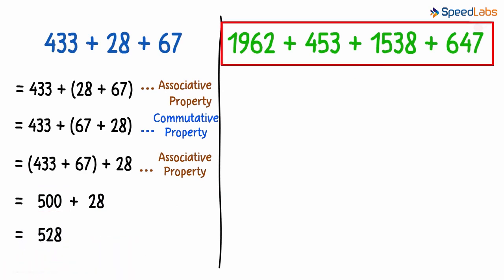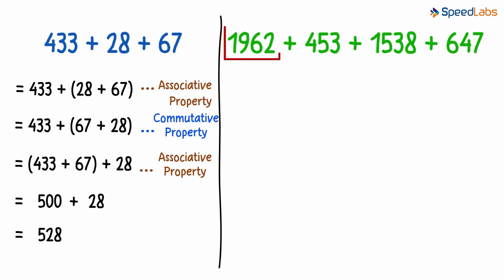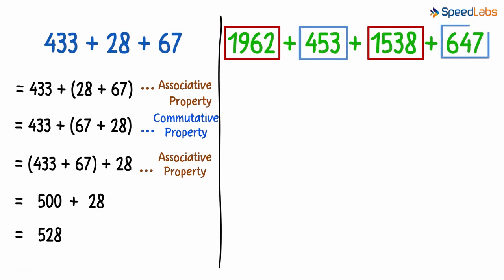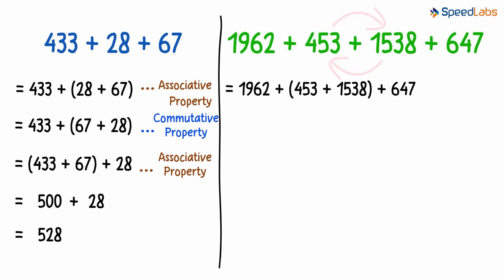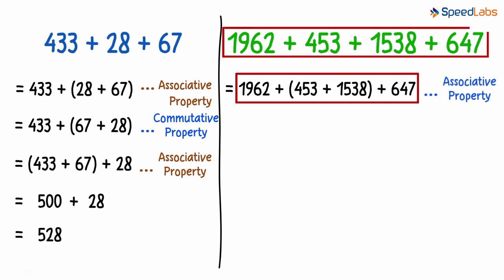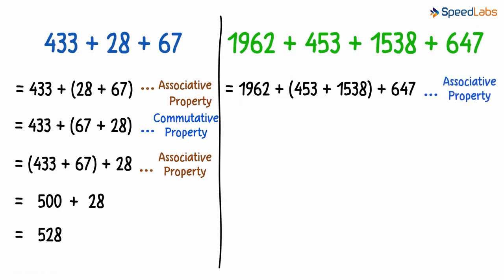In the second problem, there are 4 numbers, but the method here is the same. It is easier to add the first and the third numbers and the second and the fourth numbers. So we need to swap the positions of the second and the third numbers first. In the first step, we put the bracket around them. This is the same as this because of the associative property. In the next step, we commute the numbers and solve it. It's quite easy to solve it further now, so I will leave this for you to complete. You should get the answer as 4,600.